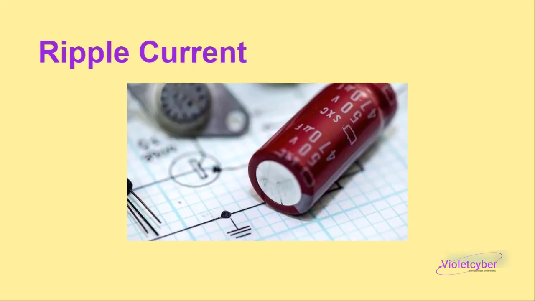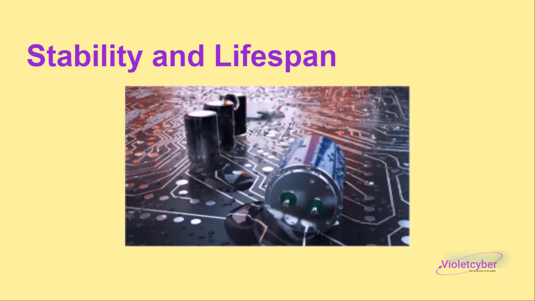Ripple current. The maximum ripple current the capacitor can handle must be greater than the circuit's ripple current. This is especially important in switching power supply circuits, where higher ripple current can cause heating and damage the capacitor. Stability and lifespan. Electrolytic capacitors have a limited lifespan and may fail in high temperature conditions or after several years of use. In such cases, use capacitors with longer lifespans such as film capacitors.